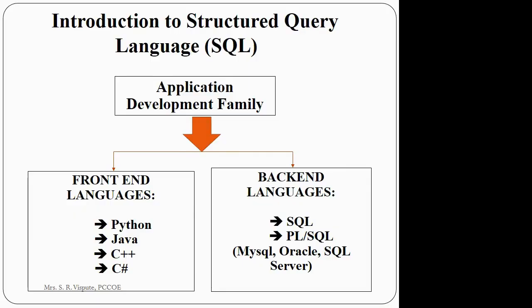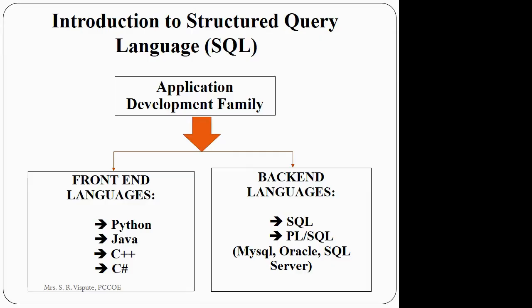Basically, for any application development, we need some front-end language software and back-end language software. You are all familiar with front-end languages, that is Python, Java, C#, C++. You might have developed your assignments in the previous semester using one of these languages, Python or Java. You all know these are object-oriented programming languages. These languages help you to develop your program or application.